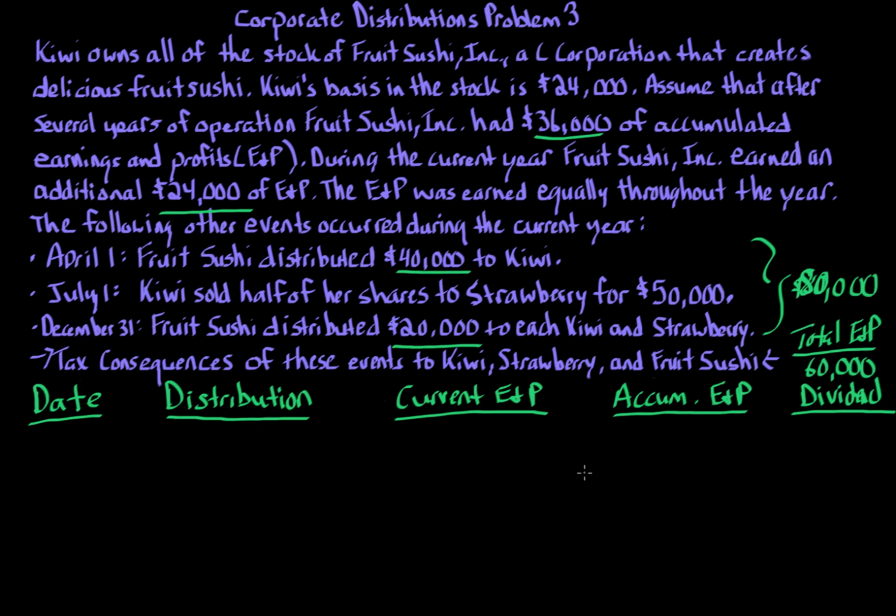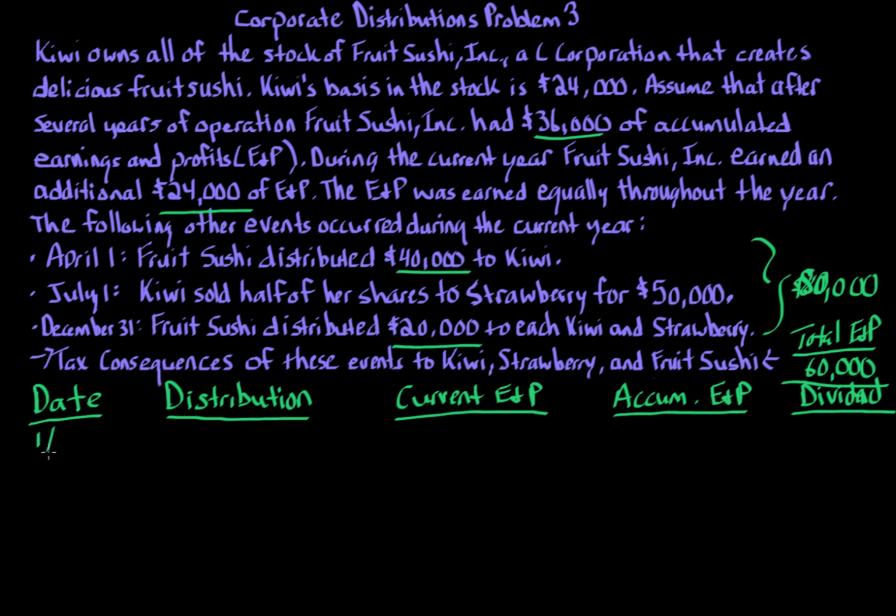You've got to do these together, because what you're going to see is we have to go through it chronologically, because of the FIFO aspect of the accumulated E&P. Again, this determination, this 60,000, is not enough. So we have to do this by date. So we go chronologically. Well, actually, we start the year.